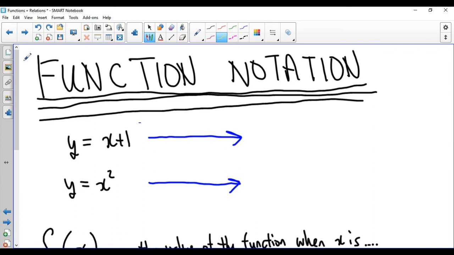So now all we're going to do is just introduce the idea of function notation. All right? This is kind of the next new idea. We talked about relations, how we can represent things mathematically. We introduced the definition of a function, and now we're just introducing a new notation. So when you look at these equations, generally we write it as y equals x plus 1, y equals x squared. The only thing that's going to change is we're going to replace y with this notation.